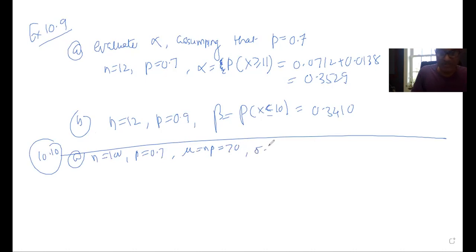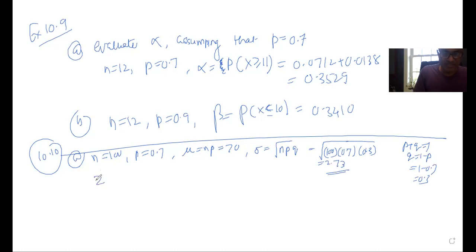And my sigma was the square root of npq. That is equal to the square root of n equal to 100, probability p equal to 0.7. And you know that p plus q is equal to 1, so naturally q is equal to 1 minus p, so 1 minus 0.7 is 0.3. So q equal to 0.3. And that is equal to 2.73. Right? So I can find my Z value.